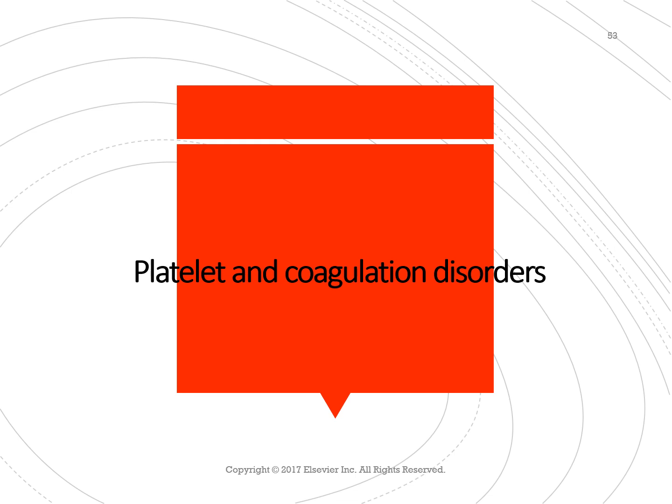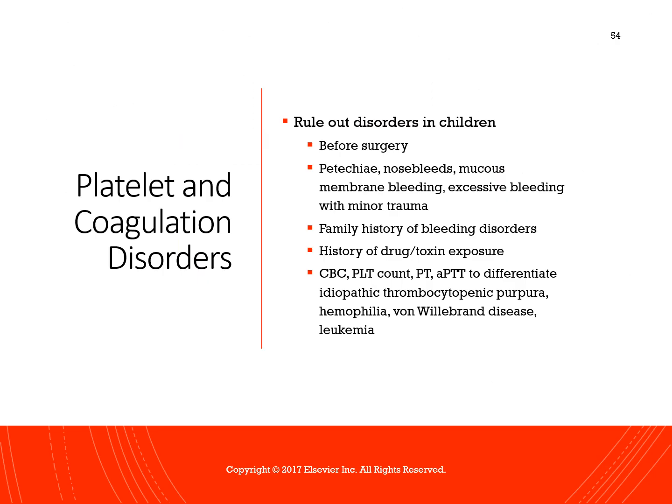Now we're going to talk some about platelet and coagulation disorders. In platelet and coagulation disorders, we want to rule out these disorders in children before surgery. If they have any history of petechiae, nosebleeds, mucous membrane bleeding, and excessive bleeding with minor trauma. If there's any family history of bleeding disorders, if there's history of drug or toxin exposure, and we're going to check a CBC, platelet count, PT, APTT, to differentiate between idiopathic thrombocytopenic purpura, hemophilia, von Willebrand disease, and leukemia.